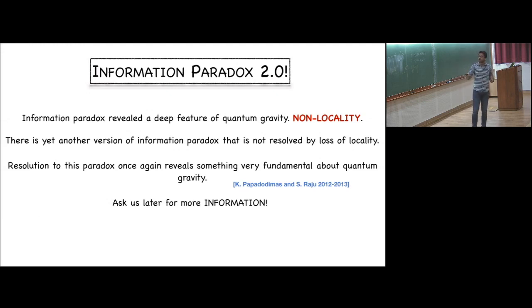And in fact, there's another version of the information paradox, if you want, information paradox 2.0, which is not resolved by loss of locality. It has to do with whether we can define operators behind the horizon or not, which I'm not going to talk about. And the resolution to that paradox also tells us something very fundamental about quantum gravity. Again, you can ask me for more information later, but with this, I'd like to end. Thank you.